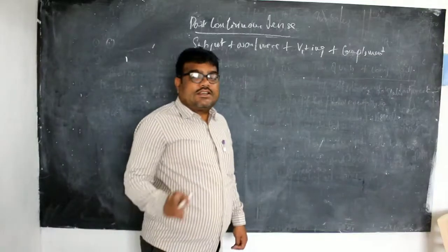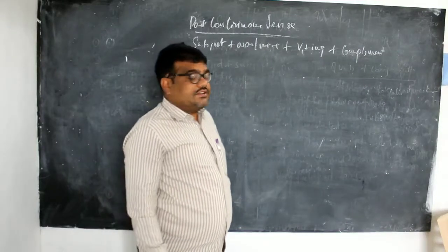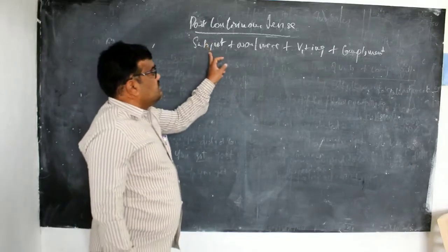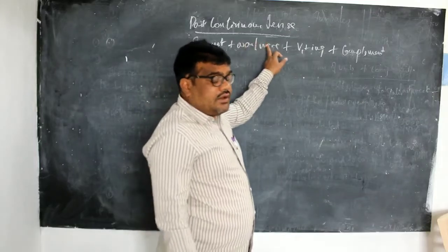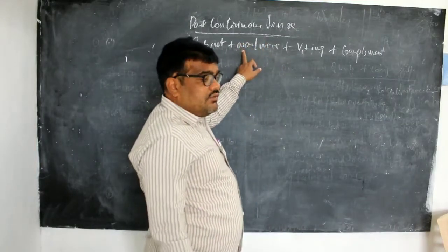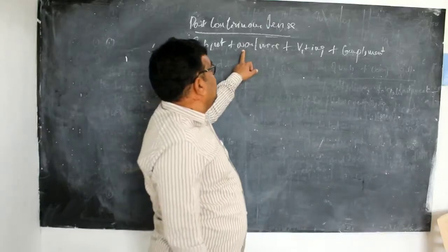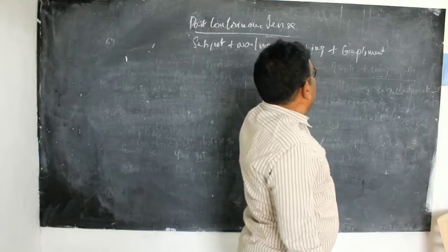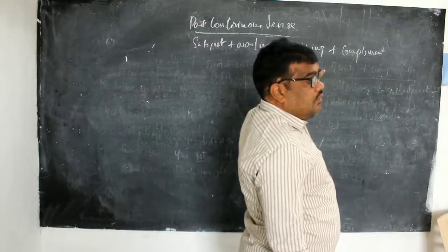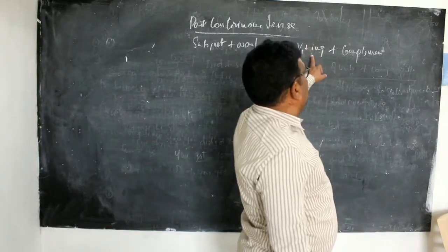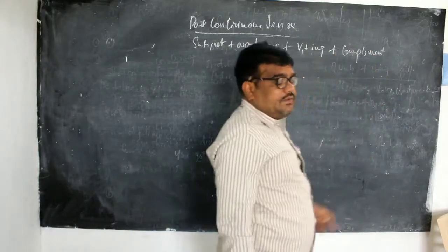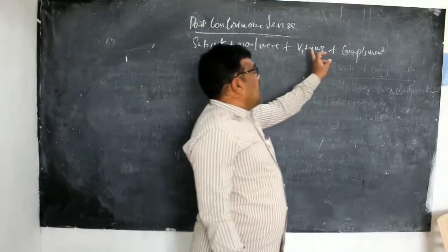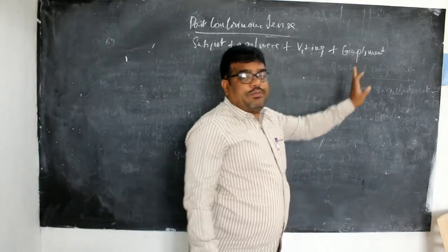Today we shall discuss the past continuous tense. Let us know the structure. Subject plus was or were. When the subject is singular, we have to use was. When the subject is plural, we have to use were, plus the basic form of the verb with the ing form plus complement. Once again, subject plus was or were plus ing form of the verb plus complement.